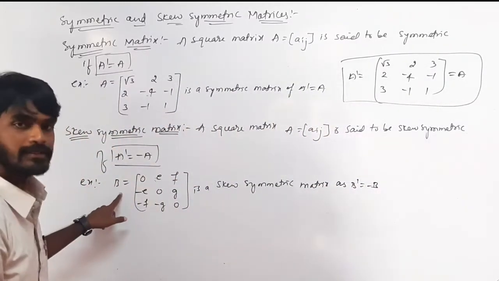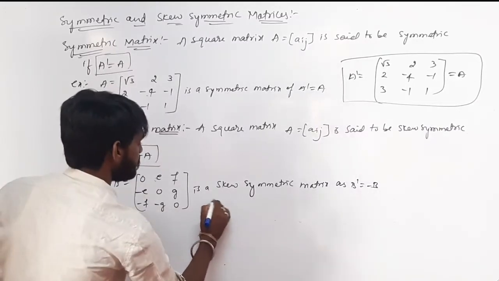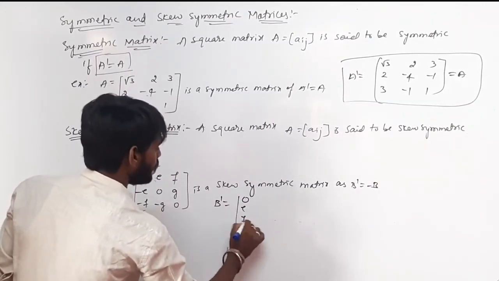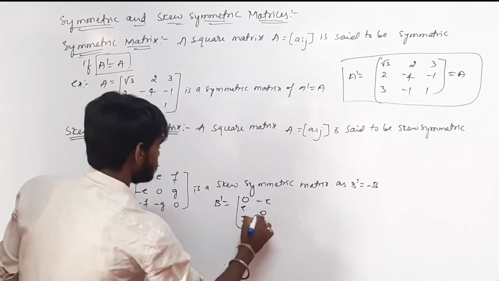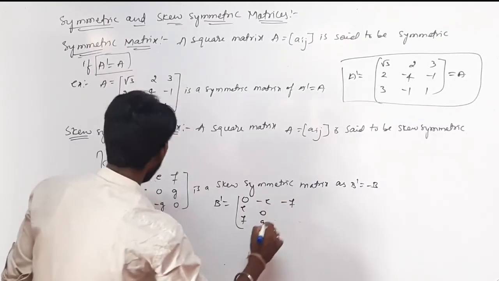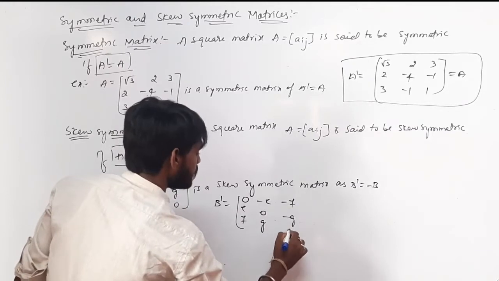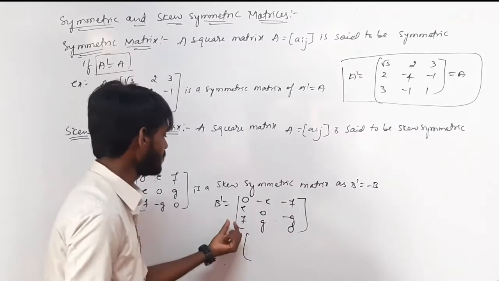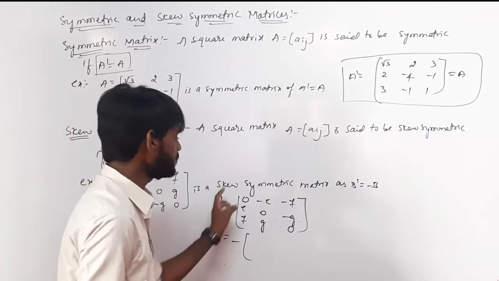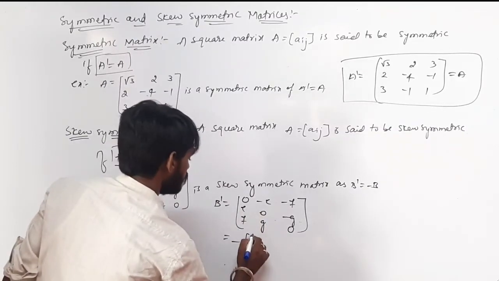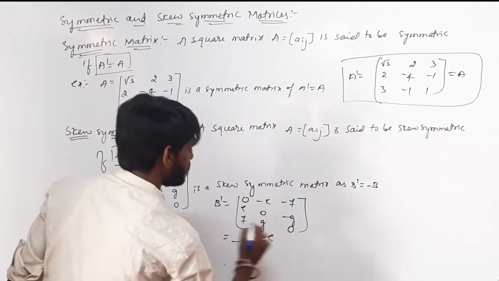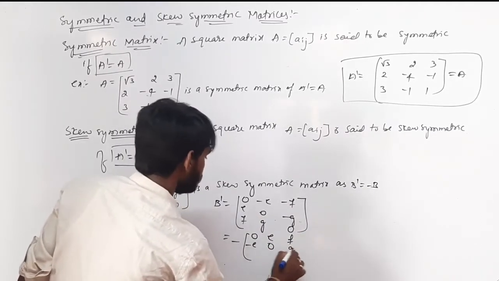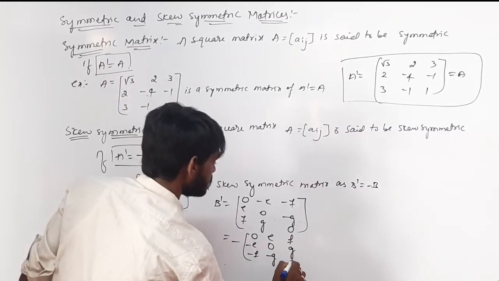So now this is a B matrix. I am going to take the transpose of this matrix. B dash is equal to, interchanging the rows into columns, 0 E F, minus E 0 G, minus F minus G 0. Okay, so now I am taking minus common, which means we can multiply the minus into all the elements of this matrix. So minus into 0 is 0, minus into minus E is plus E, plus F. So minus E, 0, plus G, minus F, minus G, 0.